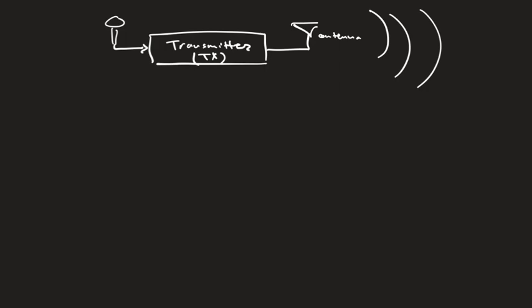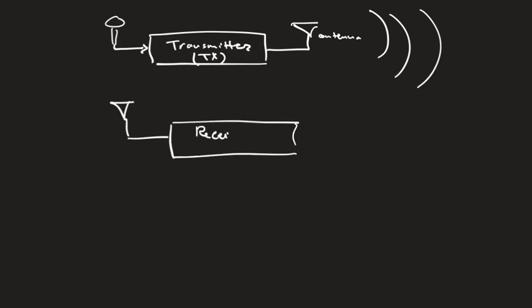Okay? Similarly, the receiver side is going to be an antenna connected to a block. We call that the receiver, RX. And then it's connected to some sink. Maybe because we put a microphone there, then we can put a speaker, for example. And then the signal comes to the antenna. It goes through our receiver until we can listen to it.